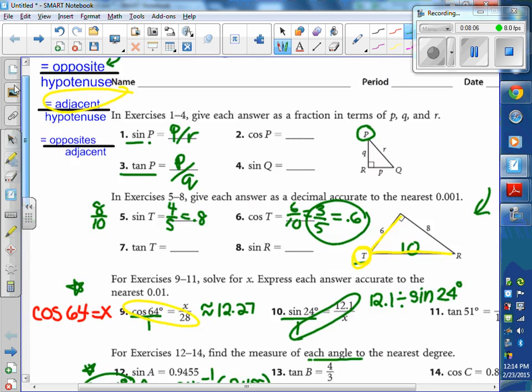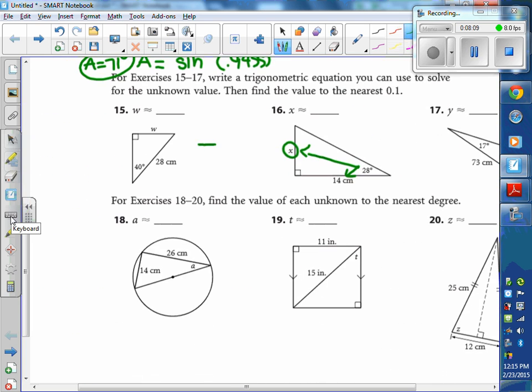Tangent, right? So the way you do this is you write the tangent of the angle, which is 28 degrees, and you say that's the ratio of the side opposite divided by the adjacent. Do you understand the setup? It's the tangent of 28 equals x over 14. So it's 14 times tan 28, divided by 1. And you should get 7.44, so 7.4 to the nearest tenth.